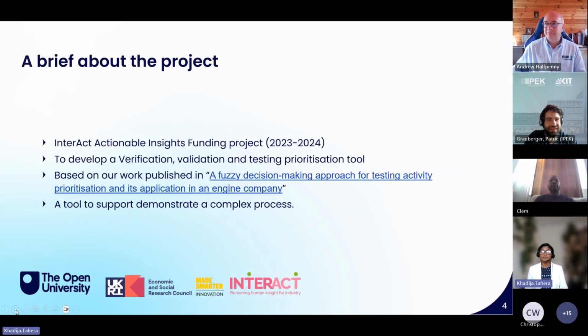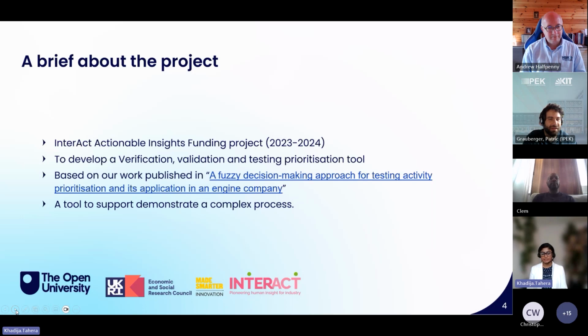So a little bit brief about the project. This project is funded by Interact, and the project is called Interact, a network plus funded by Made Smarter initiative, a UK initiative, and it's also a UK funded project. And the project is about actionable insight. They call this funding type actionable insight.